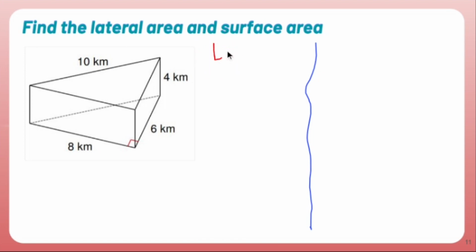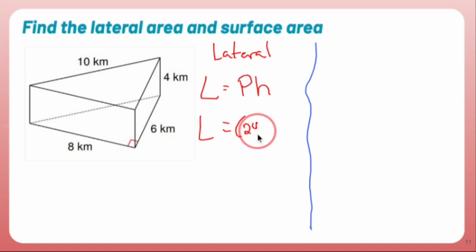Let's do the lateral area first, okay? And the formula for the lateral area for any prism is going to be, and I'll use L for lateral, the perimeter of the base times the height, okay? The perimeter of the base times the height of the shape. So, in my case, the lateral area is going to be 8 plus 6, which is 14, plus 10, which is 24. The height of my shape is 4.